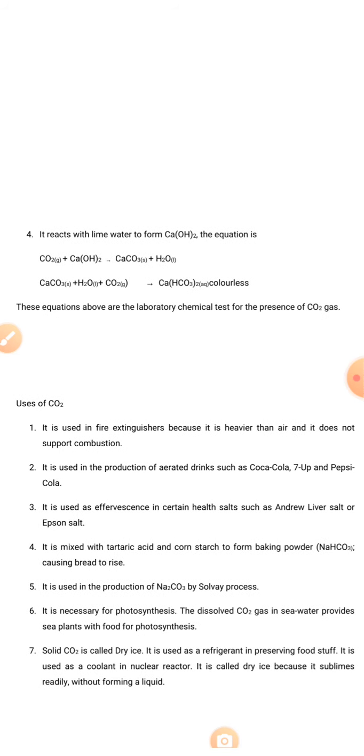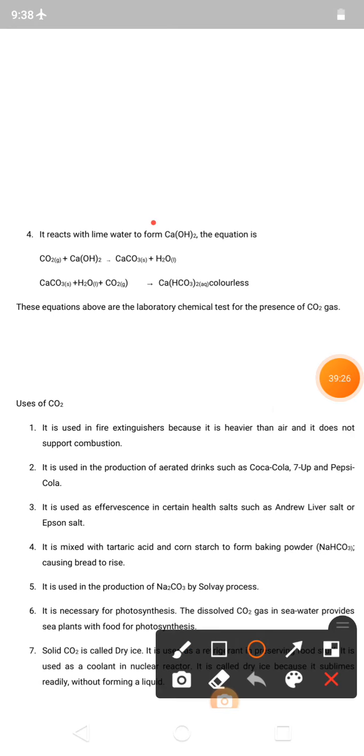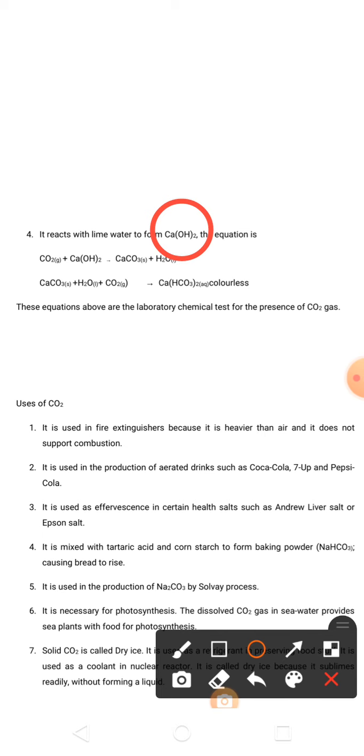Now, number 4, it reacts with lime water to form calcium carbonate. Oh, sorry, there is a mistake in this statement. Lime water is calcium hydroxide. That Ca(OH)2 is called lime water. Let me show you very well. This compound, Ca(OH)2, is lime water. So CO2 will react with that lime water to give you calcium carbonate.